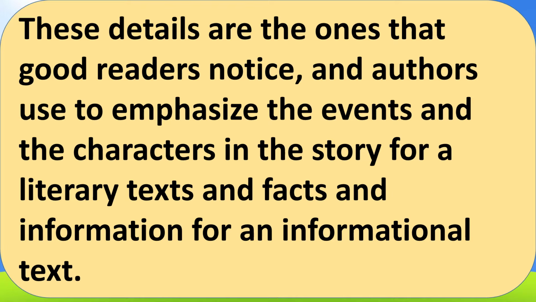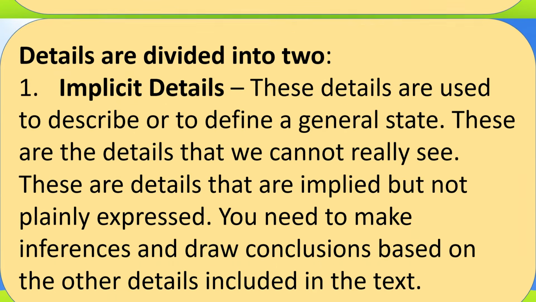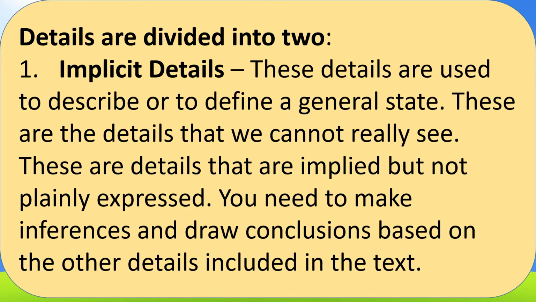These details are the ones that good readers notice, and authors use to emphasize the events and the characters in the story for a literary text, and facts and information for an informational text. So details are divided into two. The first one is implicit details. These details are used to describe or to define a general state. These are the details that we cannot really see. These are details that are implied but not plainly expressed. You need to make inferences and draw conclusions based on the other details included in the text.